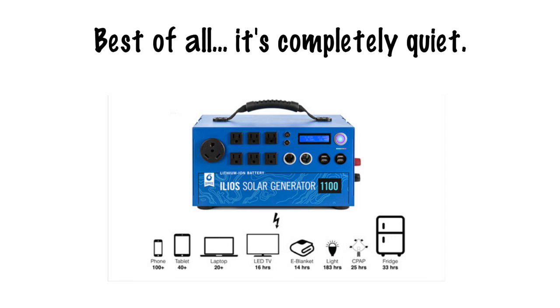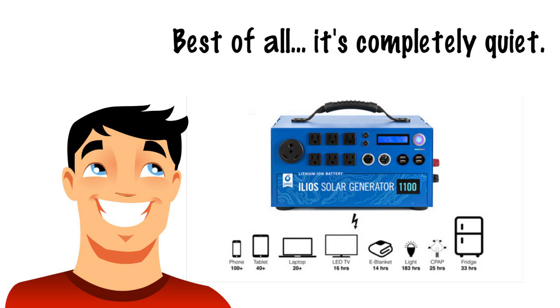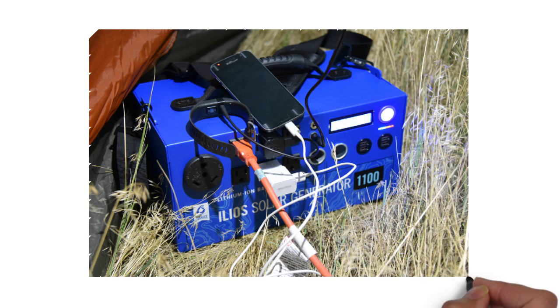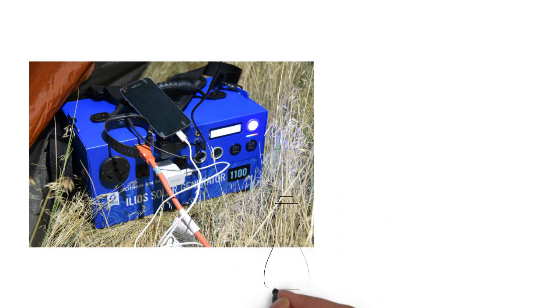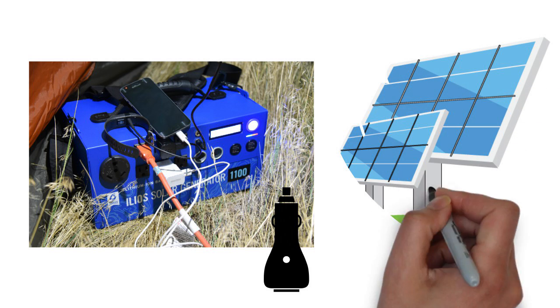Store countless hours worth of electricity in the Ilios's built-in lithium-ion batteries for when and where you need it. You can charge the Ilios using a standard wall outlet in 11 hours, a car cigarette lighter in 5 hours, or solar panels in as fast as 4 hours, depending on the number of panels.